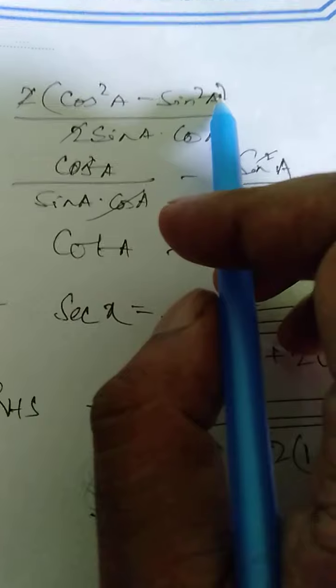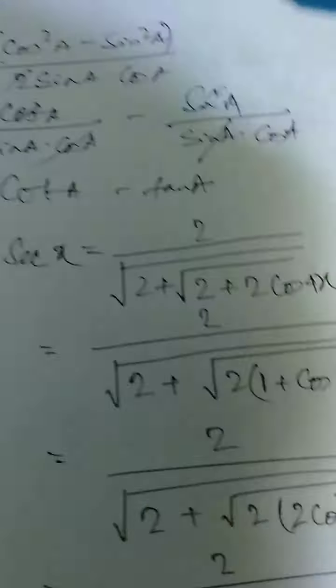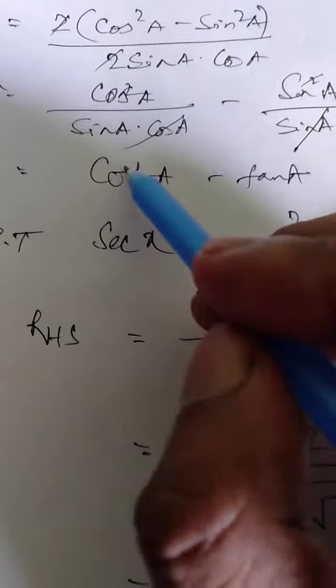Now in place of cos 2A, you write cos square A minus sin square A. And in the place of sin 2A, you write the formula. Now divide cos square A by sin A cos A, sin square A by sin A cos A. So you are getting cot A minus tan A.